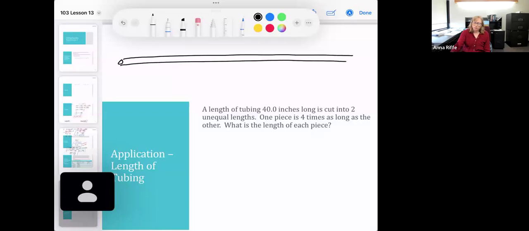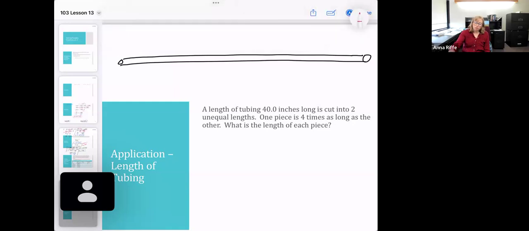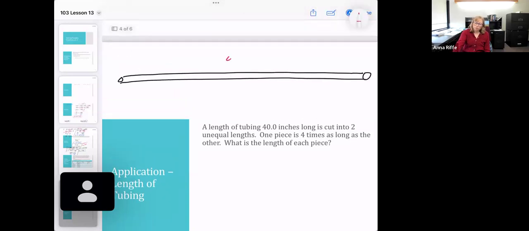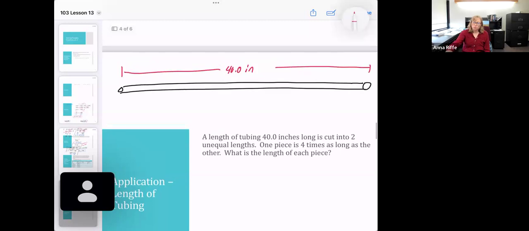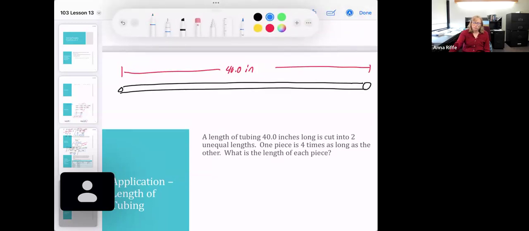We have some tubing here. And it looks like that tubing is 40 inches long. That's what we're told. 40.0 inches from one end to the other. Okay. And we're told that this tubing has been cut into 2 lengths, and those lengths are not equal. So one is bigger than the other. That's really all that we know. And we're asked, well, what is the length of each piece?